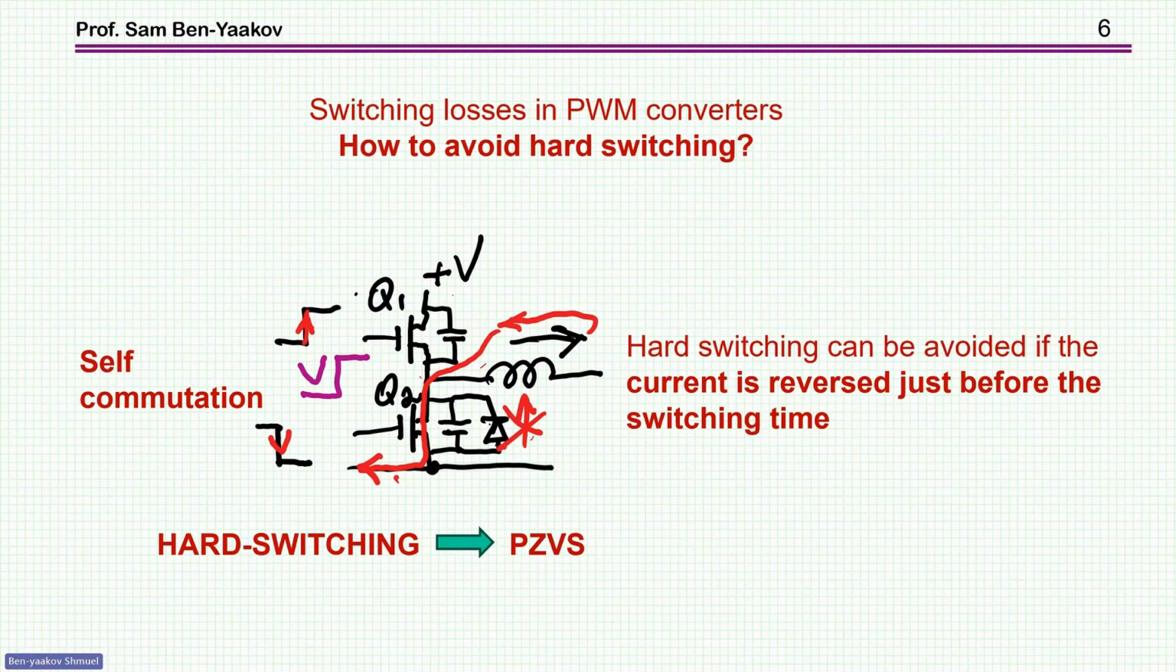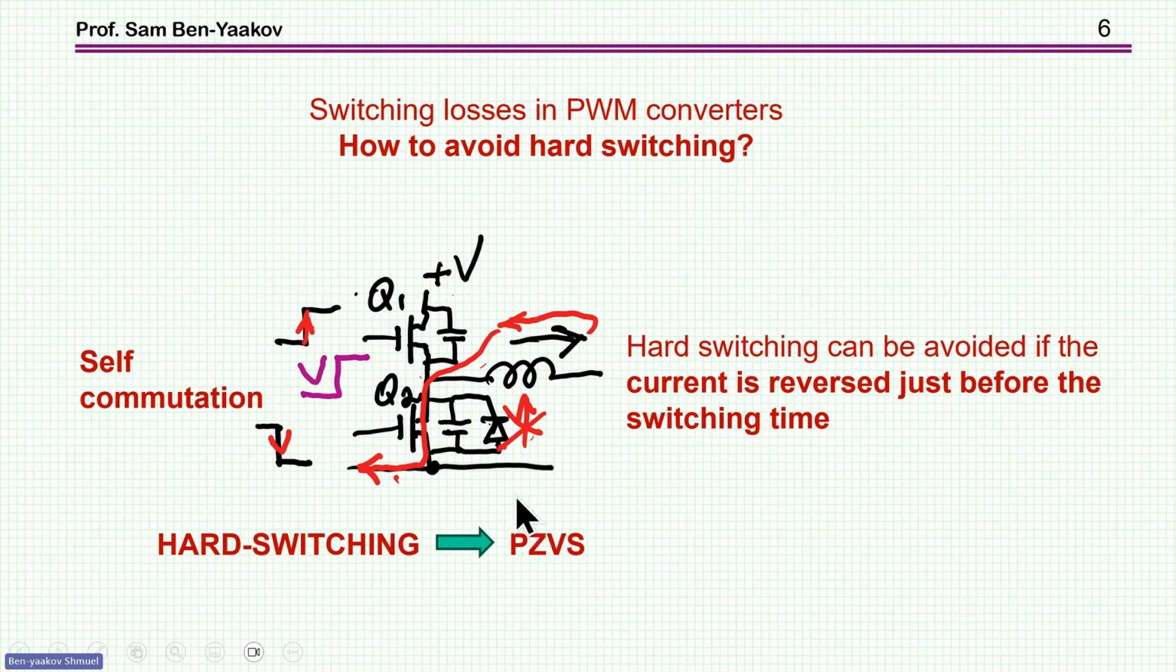You can avoid it by this trick of changing the direction of the current just before this switching state we are talking about. That is, the current of the inductor is going this way, and if you manage, just before you switch back, to reverse the current, then it's not going through the diode anymore because it's in the opposite direction. The transistor will be on, and then you turn off this transistor under this pseudo zero voltage switching.